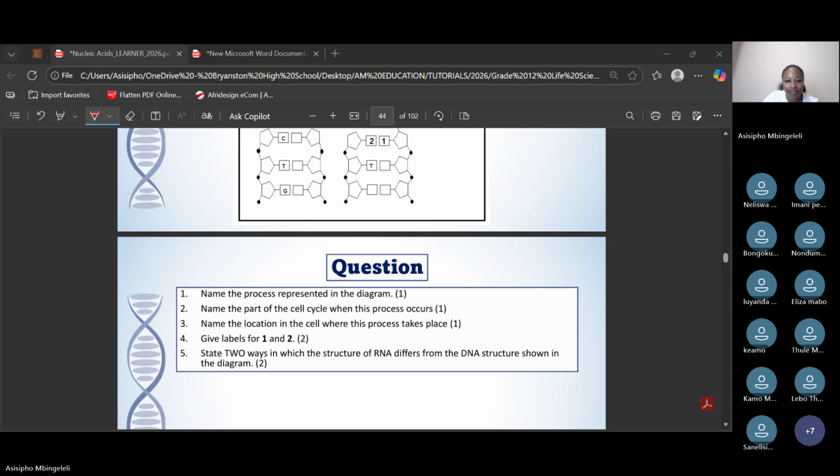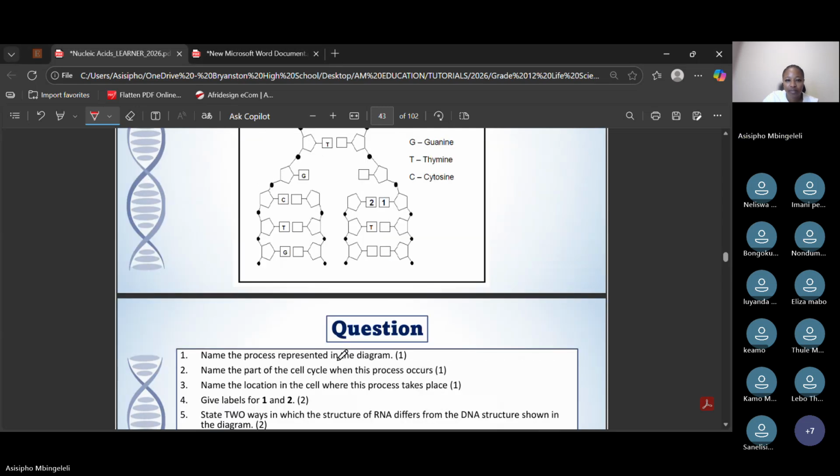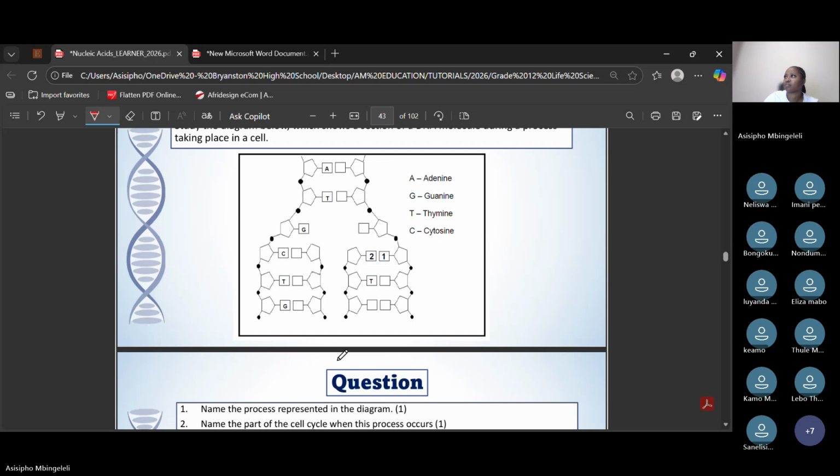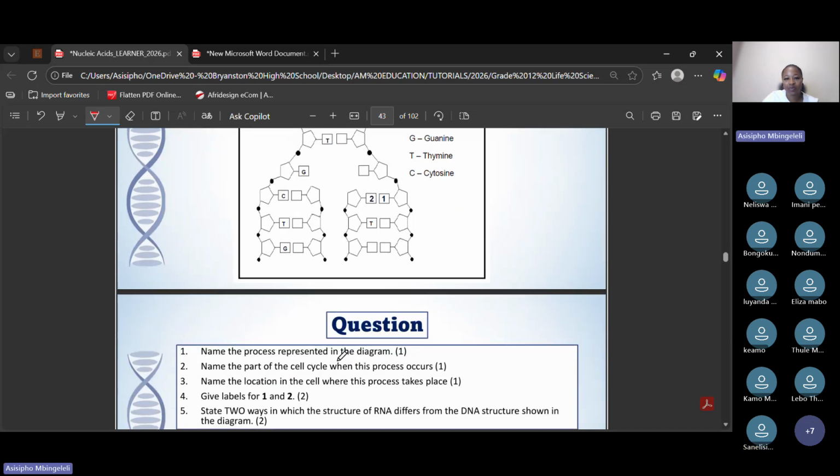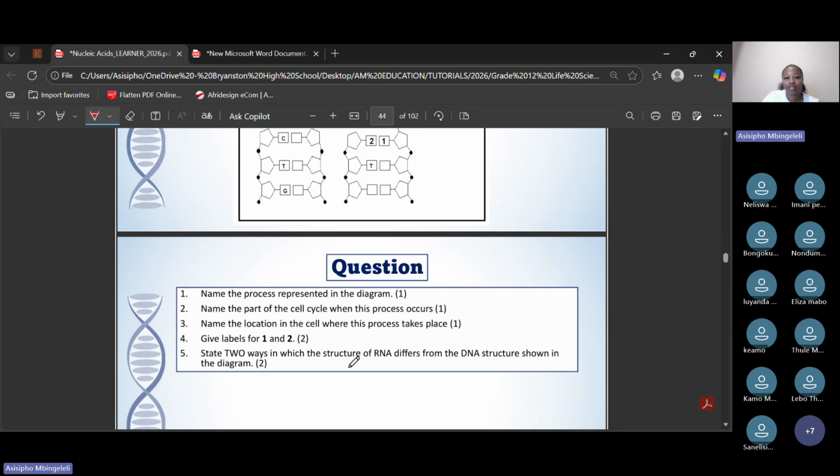Sanelisiwe? DNA replication, 1 mark, thank you. Number 2, name the part of the cell cycle when this process occurs. Kamu? Ma'am, I wrote interphase. Interphase is correct, Kamu.